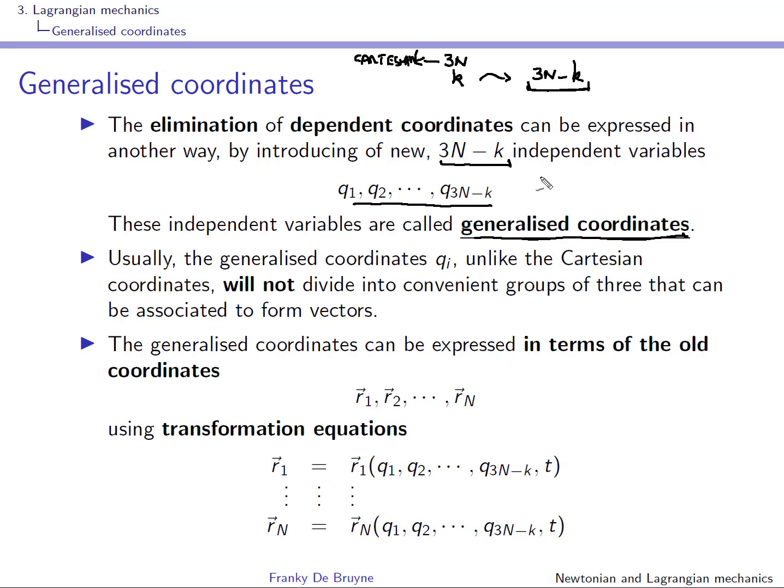The Cartesian coordinates come neatly in groups of 3 per particle, but of course the generalized coordinates will not divide in convenient groups. What you can say is that you can link the position vectors in the Cartesian coordinates to the generalized coordinates q1 to q(3n minus k). And this gives you transformation equations to go from one set of coordinates to the other one.